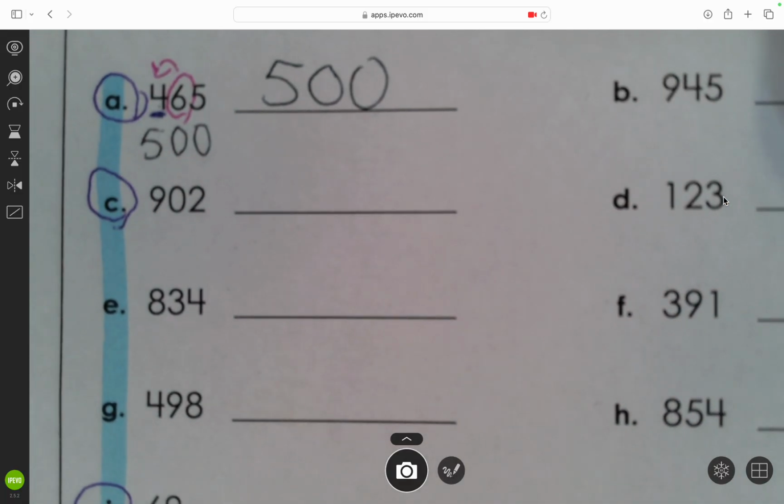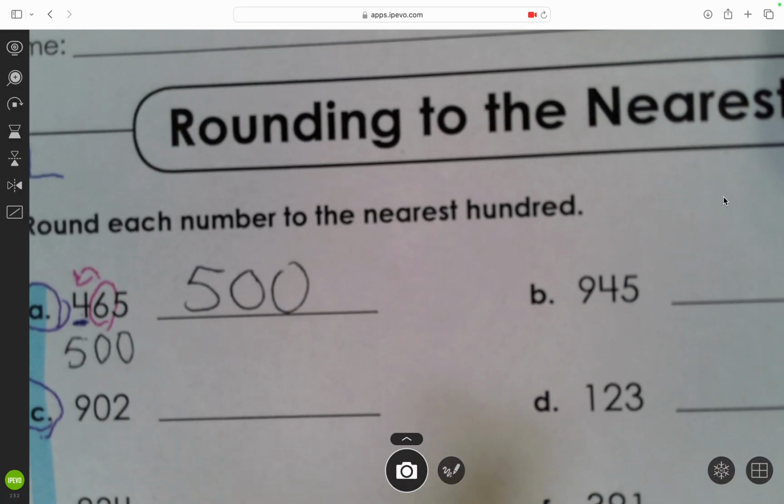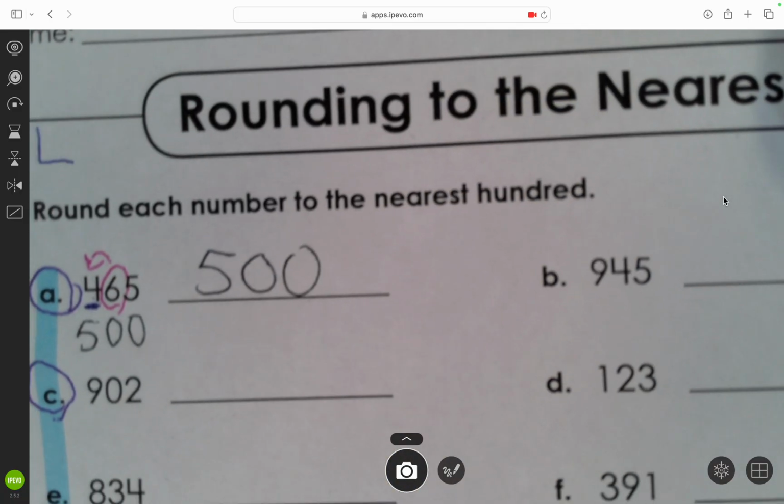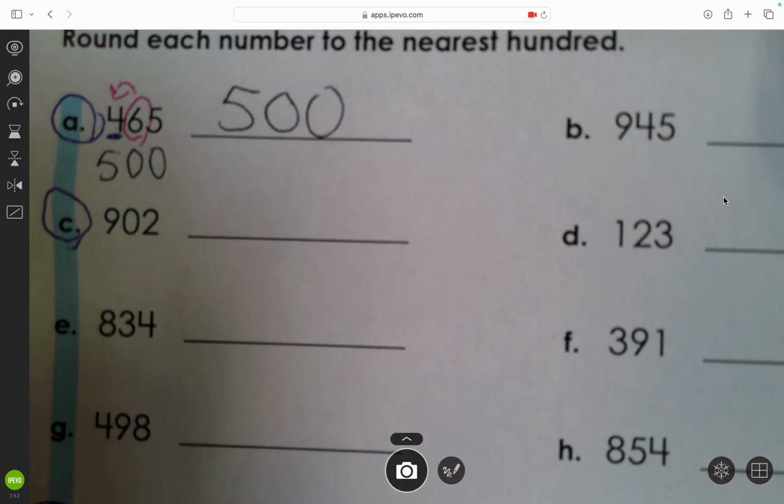I'm getting it even closer. We're going to follow our same rules. So step 1, look on your anchor chart. Step 1, underline the rounding digit. We are rounding to the nearest 100. So our rounding digit is going to be the digit in the hundreds place. Ones, tens, hundreds, the 9.